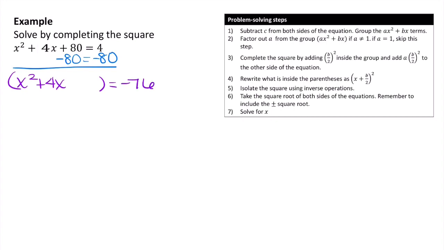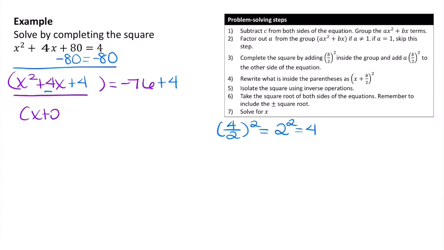So now I'm going to go ahead and complete the square by doing 4 divided by 2 and then squaring it. So 4 divided by 2 is 2, and we have 2 squared, which is equal to 4. So now we can add 4 to both sides, and so this is going to become a perfect square trinomial, so I can rewrite that as (x plus 2) squared, and that's equal to negative 76 plus 4, which is negative 72.